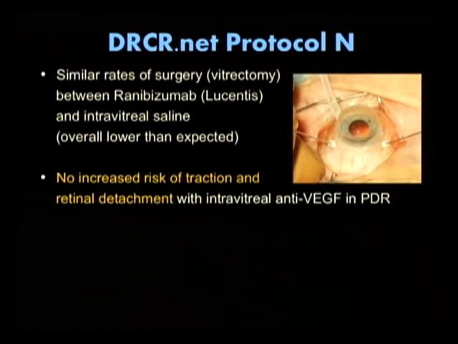The DRCR-NET Protocol N also found similar rates of surgery, of vitrectomy, between ranibizumab, or Lucentis, and intravitreal saline. These rates were about 15%, so really not that high, and this figure was overall lower than expected. Some studies quoted figures as high as 45 to 60%. So there was indeed a benefit. However, there was no statistically significant difference between the two molecules that were injected, Lucentis versus saline. Most importantly, the study told us there was no increased risk of tractional retinal detachment from scarring or fibrosis with intravitreal anti-VEGF in the setting of PDR.